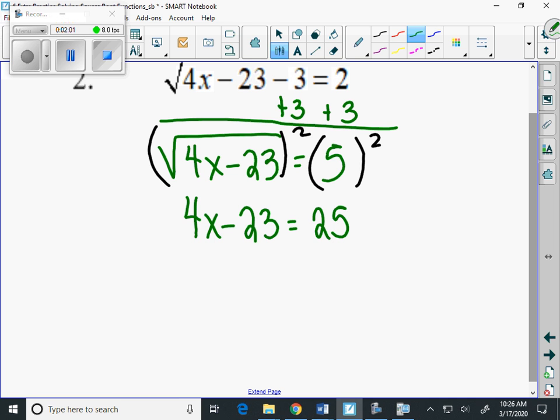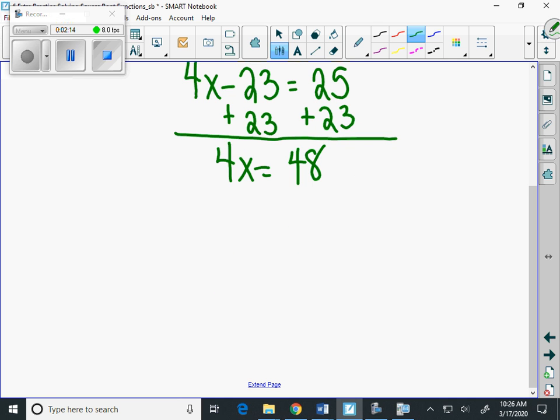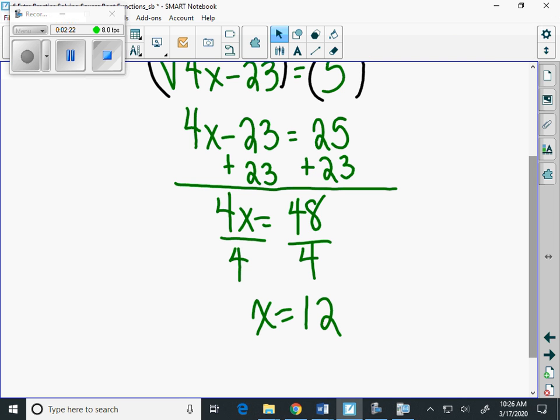Well, now we can solve for x. Add 23 to both sides. And we end up with 4x equals 48. And then we can divide both sides by 4. We get x equals 12. Again, the thing about these problems is they look like we're getting perfectly legitimate answers. And we haven't seen many extraneous solutions yet, but I'm sure they are to come.